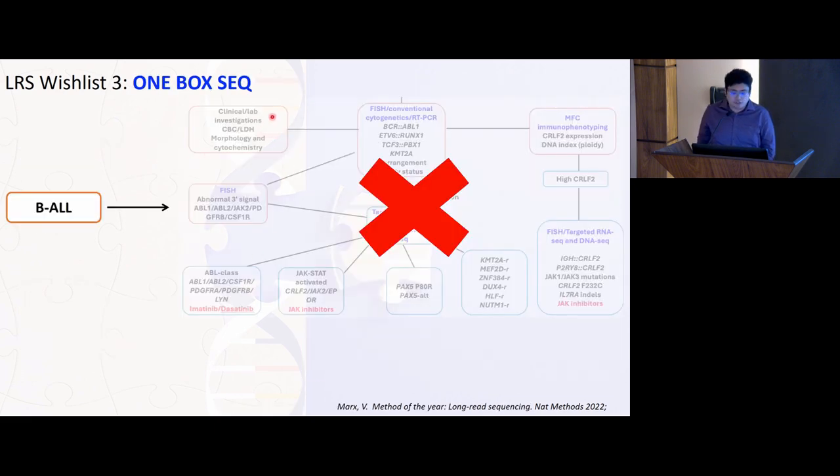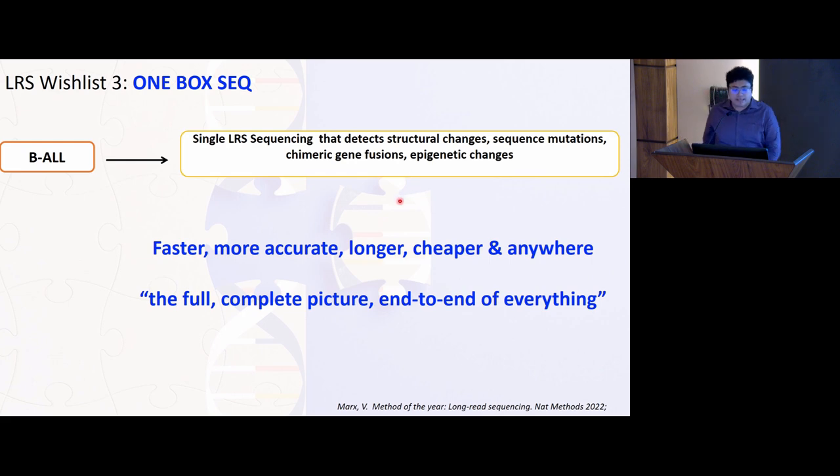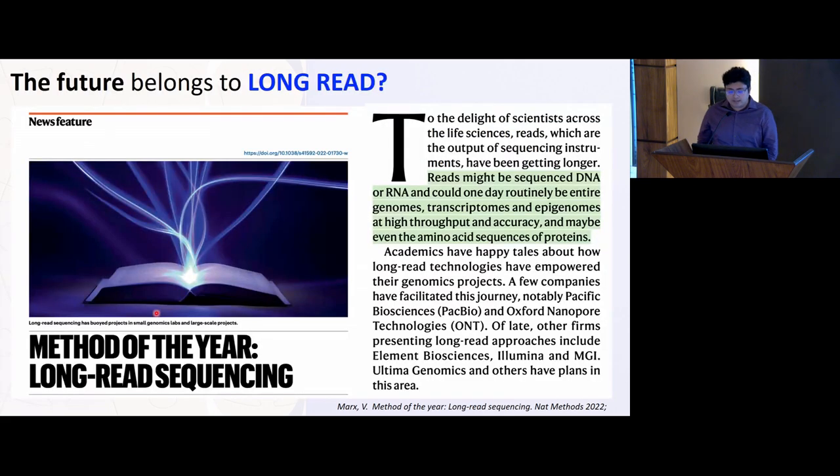And finally, what we wish for is one-box sequencing, right? We do not want to go through all these stepwise decisions. We want a single test, a single long-read sequencing that could detect all of this in a manner that is faster, more accurate, longer, cheaper, and can be performed anywhere. From this anywhere point of view, Oxford has recently come up with a concept called the Oxford Nanopore toothbrush, where you could probably sequence every day, and maybe a leukemia patient can know when the disease started to come back using just this toothbrush. So maybe that kind of future is also something we are looking at.